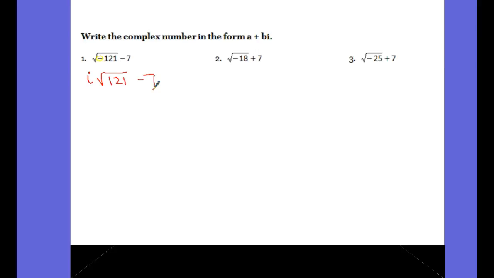Then I'm going to simplify the square root of 121. So square root of 121 is 11. So you get i times 11, or 11i, minus 7. The only thing is it says to write it in the form a plus bi. So what that means is I need to use the commutative property of addition and say that this is really negative 7 plus 11i. So it's the real plus the imaginary.